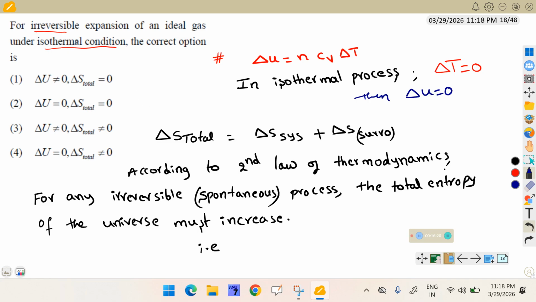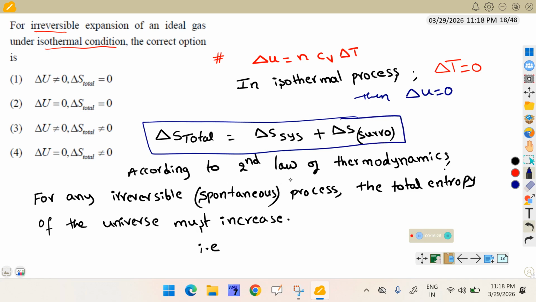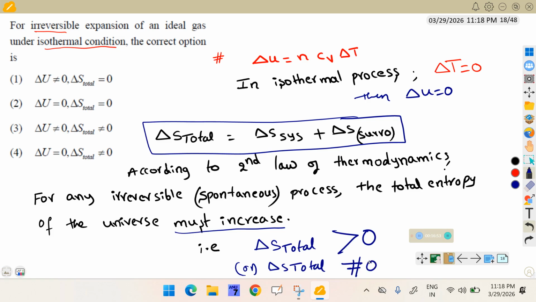And it is irreversible expansion. Delta S total is equal to delta S system plus delta S surroundings. According to the second law of thermodynamics, for any irreversible or spontaneous process, the total entropy of the universe must increase. That is, delta S total is greater than 0, which means delta S total is not equal to 0. So, fourth option is correct.